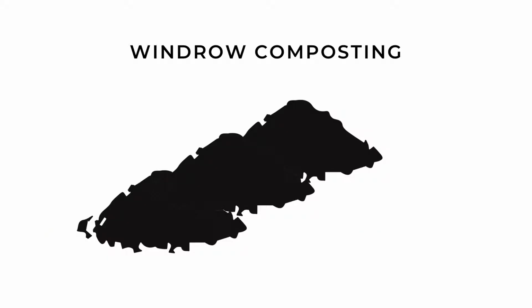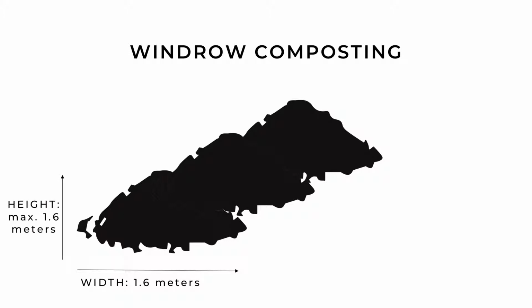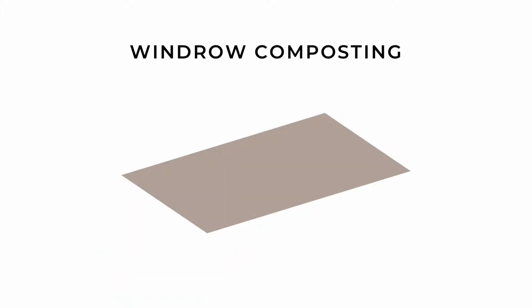In windrow composting, the prepared solid waste is piled into long heaps called windrows and left to decompose. In this case, aeration is ensured by the addition of bulky material and by periodical turning. Composting piles have a width of 1.6 meters and a maximum height of 1.6 meters. The length of the pile depends on the space available and the amount of incoming waste, but 2 to 3 meters is generally recommended. The composting area should be a concrete slab with a slope of 1% towards one side to allow excessive water and leachate from the composting heaps to flow into a drain. This water should be collected and properly disposed of.